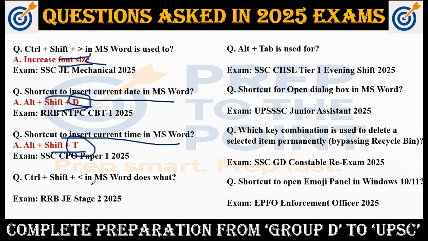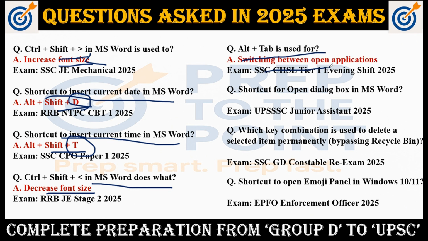Control plus Shift plus less than does what? Decrease font size. Alt plus Tab is used for switching between open applications. Shortcut for open dialog box in MS Word: Control plus O. Control O opens the dialog box.